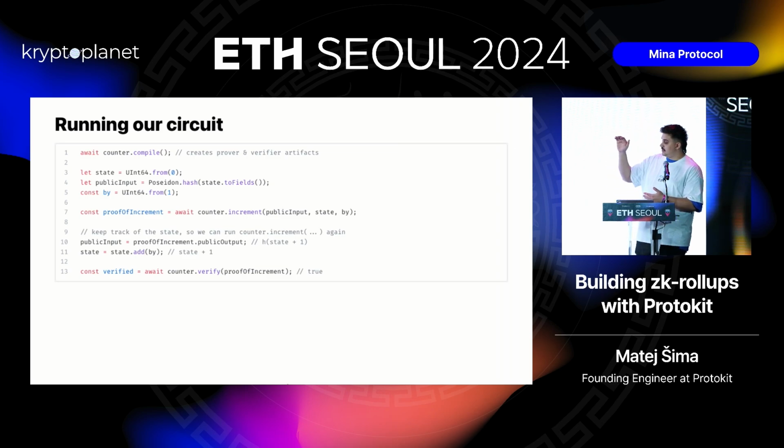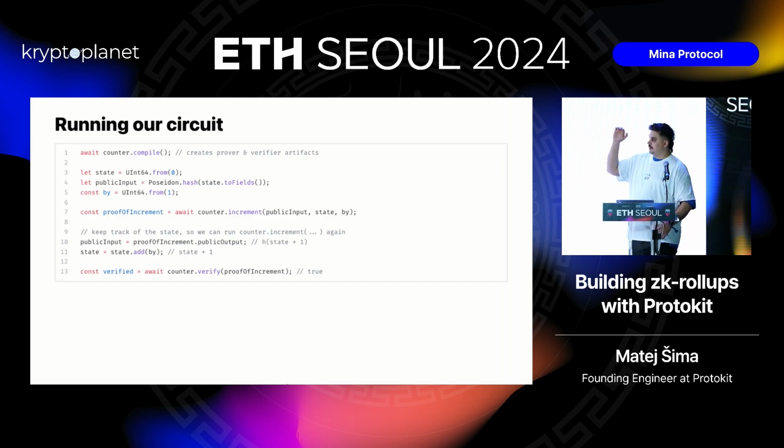Going on then to lines 10 and 11, we can inspect the result of the execution by inspecting the proof. We can take a look at the public input, the public output, and that gives us the hash of the state after we have run our circuit logic. That means a hash of the original state plus 1, since we were incrementing by 1.